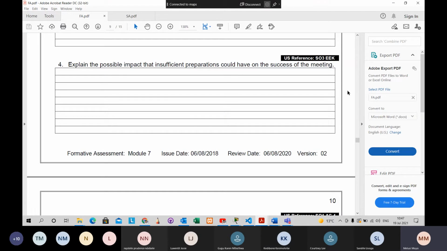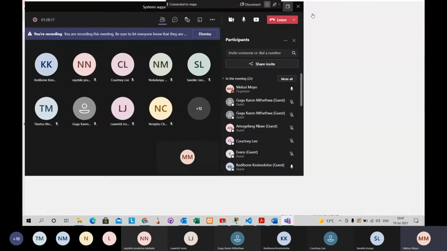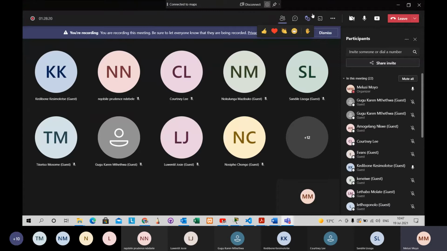All right, number 4: explain the possible impact that insufficient preparation could have on the success of the meeting. Let's start with the facilitator or the chair of the meeting. If they come into our meetings and are not prepared, how can that affect our meeting?